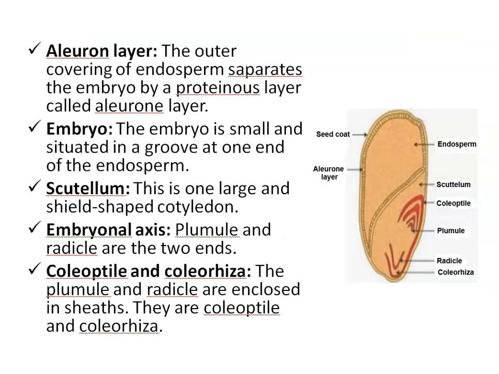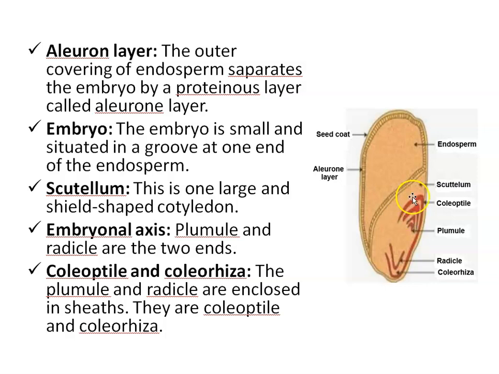Next is aleurone layer. This is aleurone layer. This is the outer covering of endosperm. Just look at this diagram. This is the outer covering of endosperm that separates the embryo by a proteinaceous layer. This is called aleurone layer. Then embryo. Embryo is small and situated in a groove at one end of the endosperm, right?